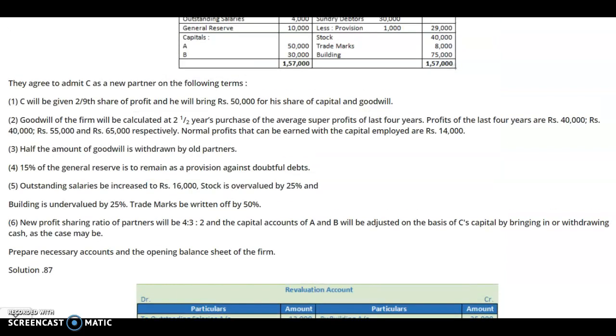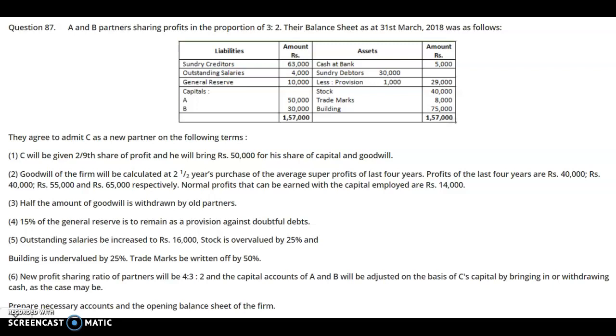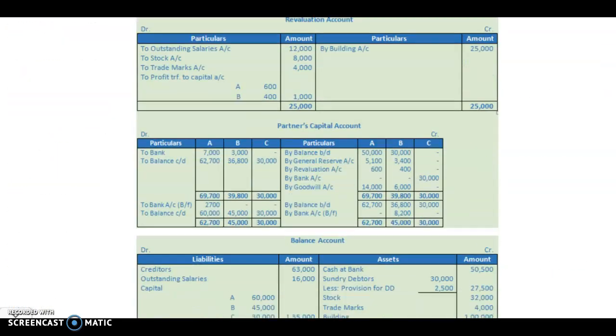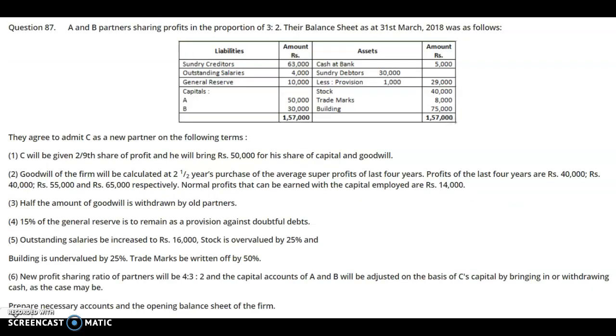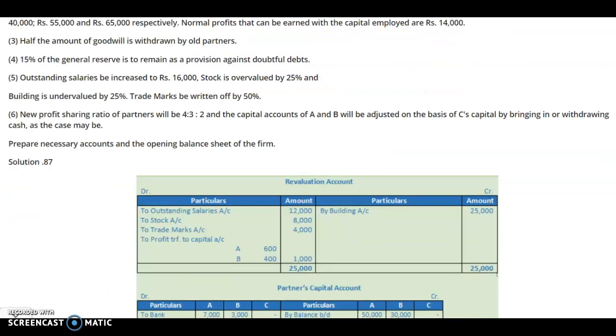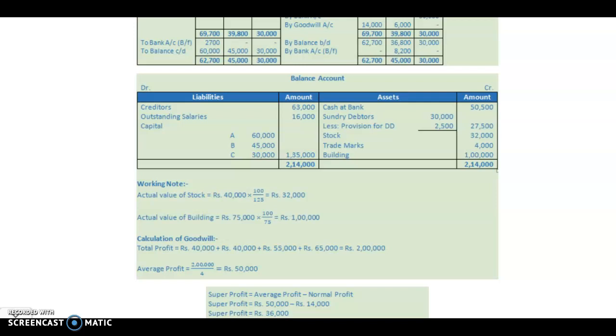Debtors 30,000 here. 1,000 is being deducted as provision, but 1,500 of the reserve, as per the adjustment noted down, 15% of the general reserve is to remain as provision against doubtful debts. So that 1,500 will also be deducted. So the net and total deduction will be 2,500. Stock revalued at 32,000, 40,000 minus 8,000. Trademarks 8,000 minus 4,000, 4,000 is the value. Building appreciated to 1 lakh. Creditors remain at rupees 63,000. Outstanding salaries are increased again, so we will write the new amount of 16,000, and capitals as per the new ratio.